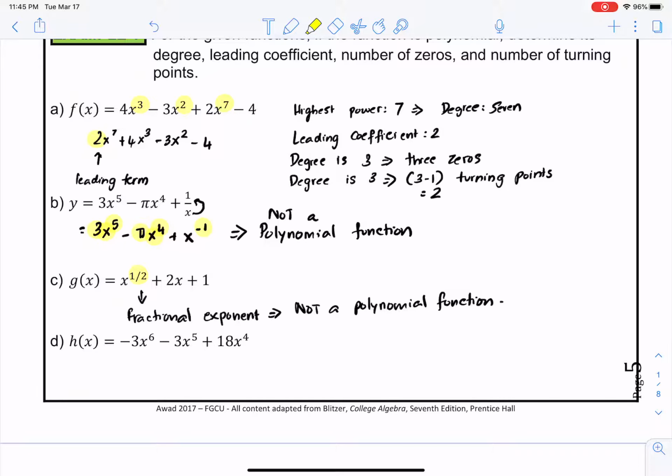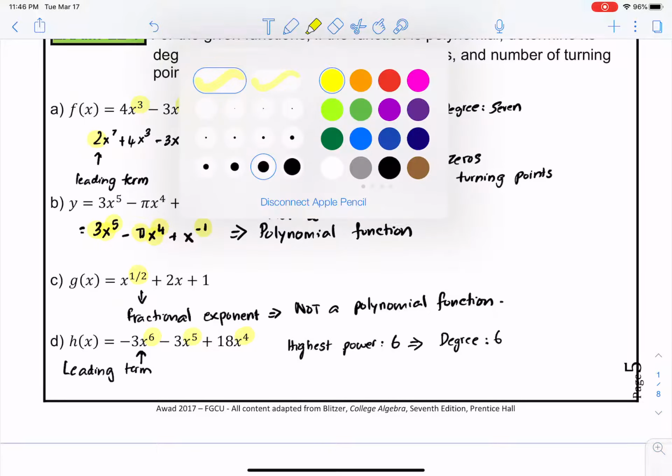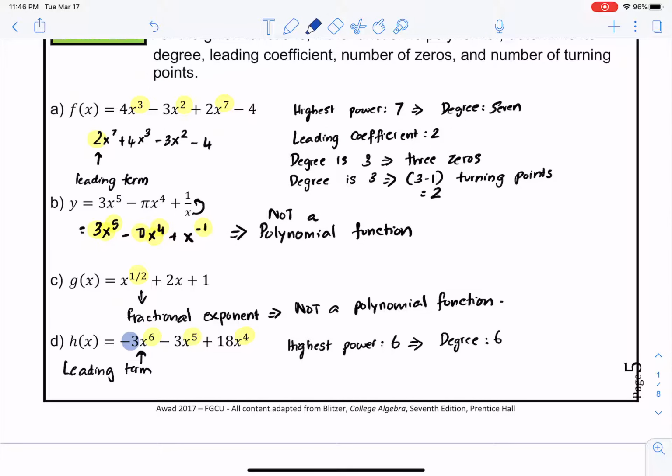So in this case, part D, we have negative 3x raised 6, negative 3x raised 5, and 18x raised 4. So the leading term here is negative 3x raised 6, and it has the highest power. So the highest power is 6, which would imply the degree is 6. The leading coefficient is the constant in the leading term, so that would be negative 3.